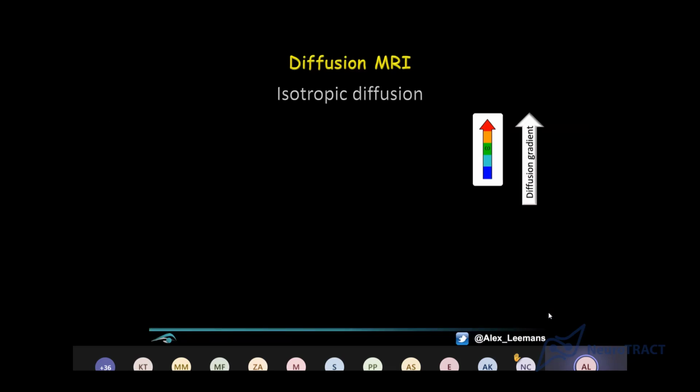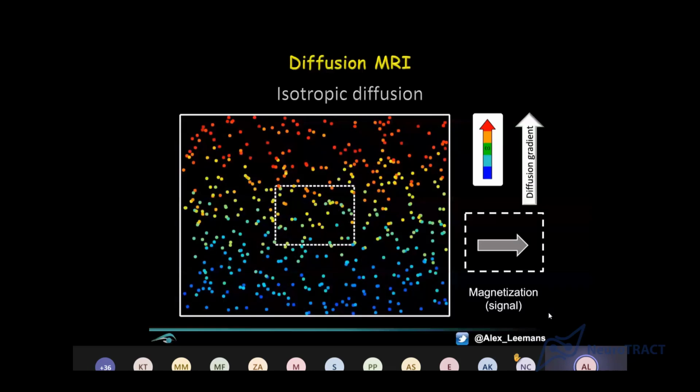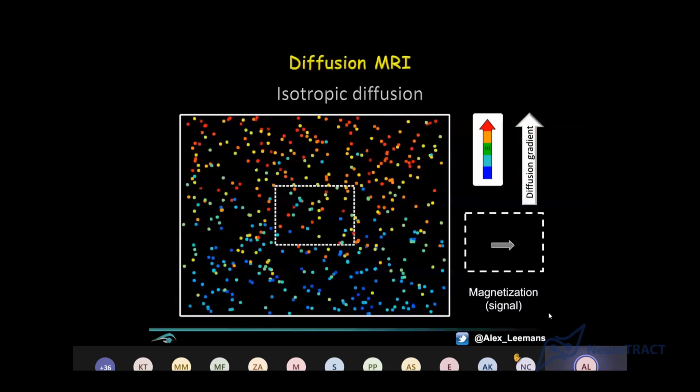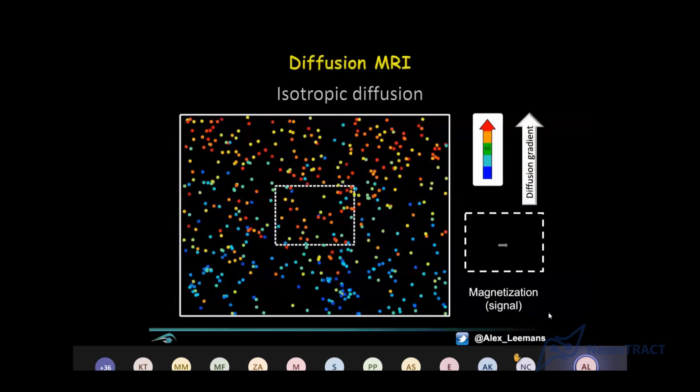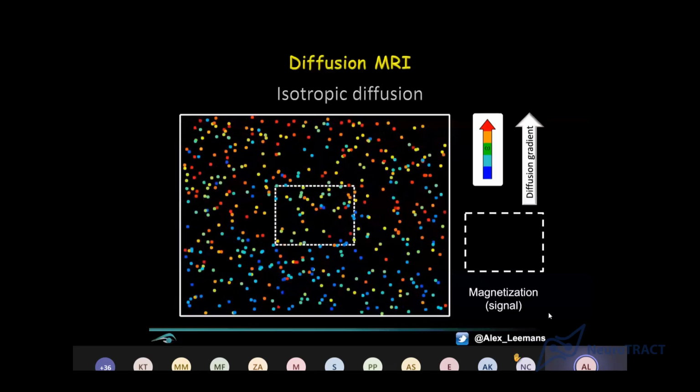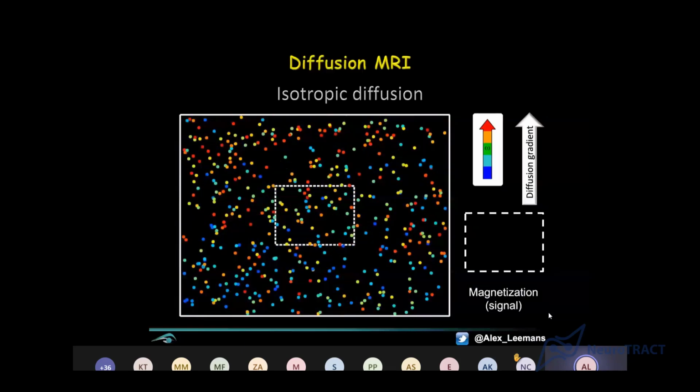So I'll start the animation again. And you can see now on the right that the arrow is shrinking. So the longer you wait, the smaller the magnetization, because there will be dephasing going on because of the diffusion. This is isotropic diffusion in this case.